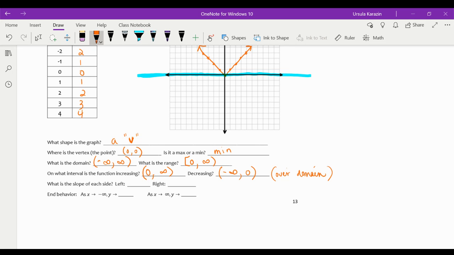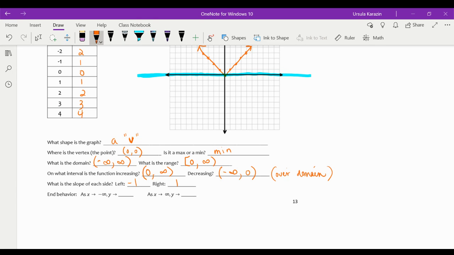Now notice the slope. For absolute value, you have lines on each side that meet at the vertex, and those lines have a slope, and that slope is important. On the left, the slope is -1, and on the right, the slope is +1.